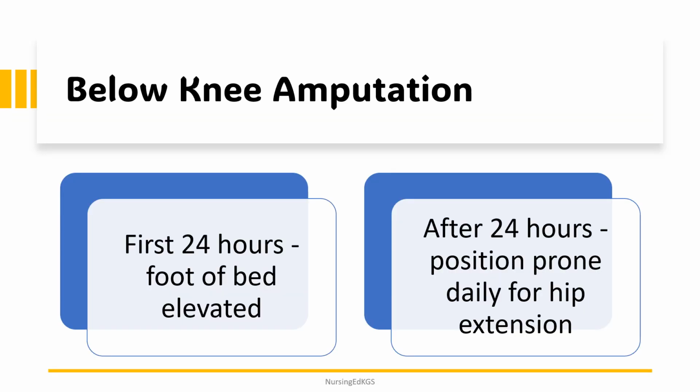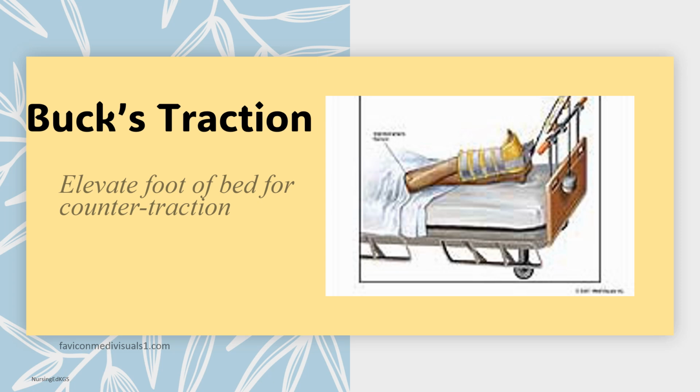Post-op below knee amputation. The first 24 hours post-op, the foot of the bed should be elevated. After 24 hours, daily prone positioning for hip extension. Now, if you have a patient and they have a box traction, which is shown in the image on the right, you'll also be elevating the foot of the bed to help maintain the correct position of the limb, enhance the traction's effectiveness, and prevent the patient from sliding.